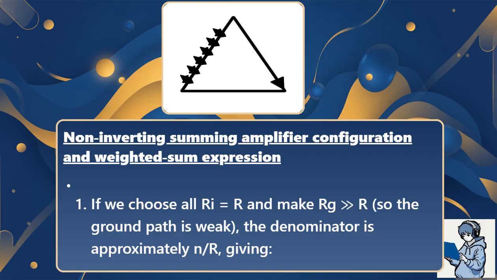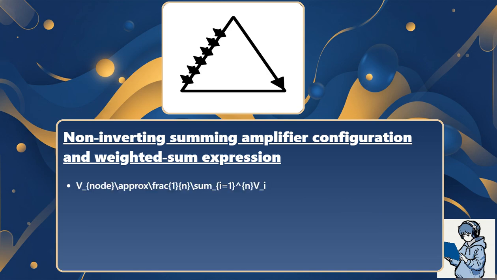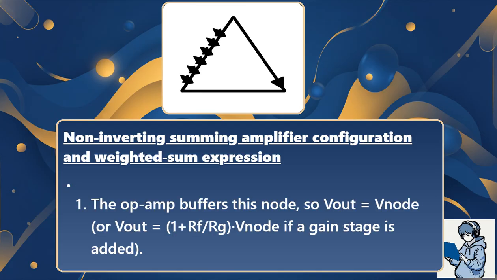2. If we choose all Ri equal to R and make Rg much greater than R, so the ground path is weak, the denominator is approximately n over R, giving V node approximately 1 over n times the sum from i equals 1 to n of Vi. 3. The op-amp buffers this node, so V out equals V node, or V out equals (1 plus Rf over Rg) times V node if a gain stage is added.